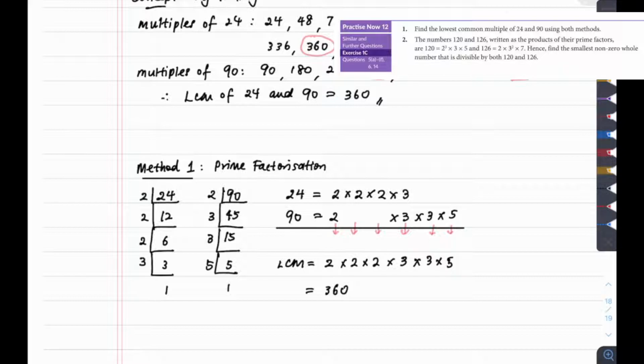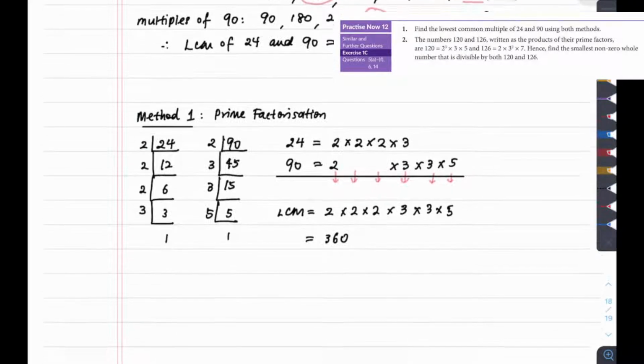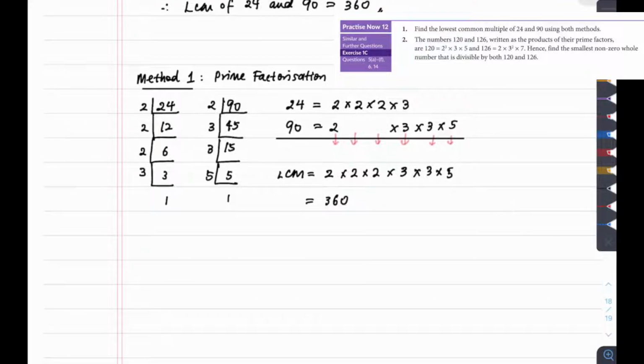Okay, now the thing is we cannot just multiply 24 times 90. We have to look at what the common factors are so that we don't double count those common factors. Right? So this is the prime factorization method. Now, as mentioned, there will be an easier way to write this.